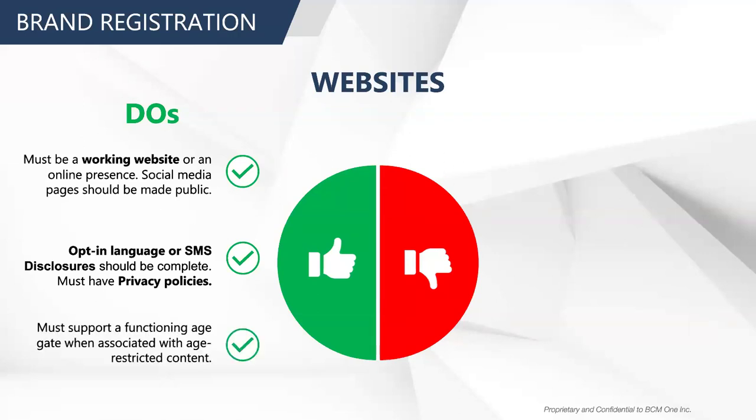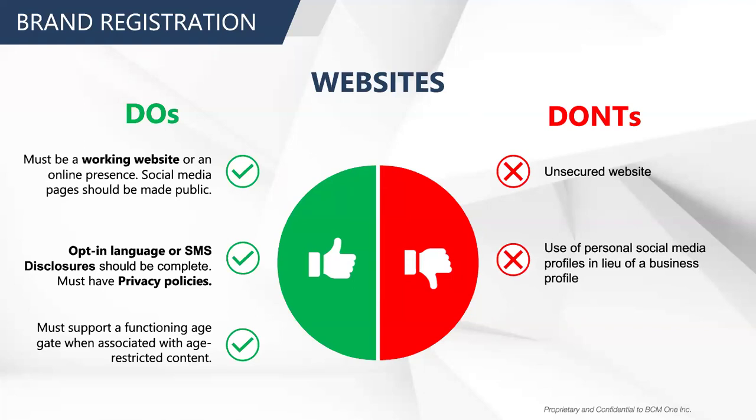Website must support a functioning age gate mechanism when associated with, but not limited to, alcohol, tobacco, and any other age restricted content that must comply with legal regulations. Do not provide an unsecured website. Do not also use personal social media profiles if the brand has a business profile. If there's any prohibited content on the website, the campaign will be rejected.